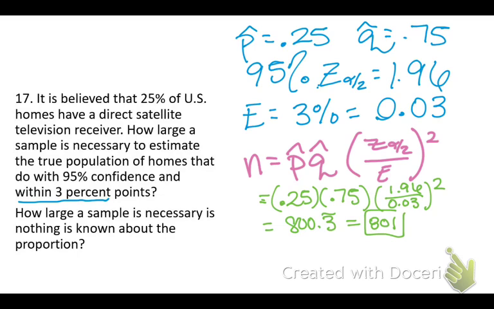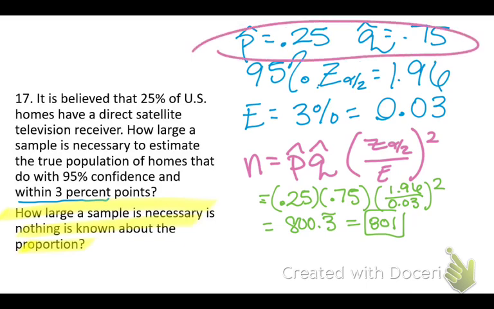Now, let's read that second half of the problem. It says, how large of a sample is necessary if nothing is known about the proportion? And you should have read it, but sometimes we gloss over things, and actually I didn't even notice this until later. But if you don't know anything about the problem, so basically you're not given this piece up here, then you are to assume that it is 50% for each one, just to make sure you don't make any mistakes, okay?